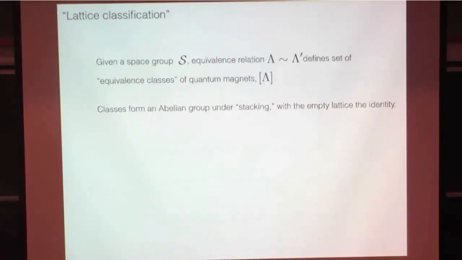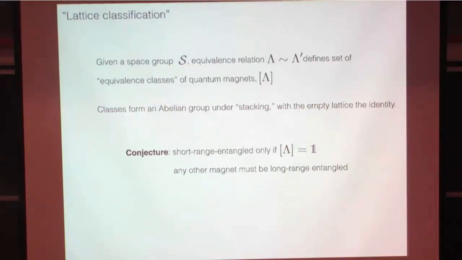Okay, so to restate the lattice classification, basically we say that given a group, we have an equivalence relation on lattices, and that means I can talk about equivalence classes of quantum magnets. Formally, it's a kind of interesting mathematical structure. So these equivalence classes actually form an abelian group where the operation is stacking 2 lattices on top of each other, where the identity element is just the completely empty lattice. So in this form, the conjecture is that a magnet can be short-range entangled only if it's in the trivial equivalence class. Any other magnet has to be a long-range entangled spin liquid.